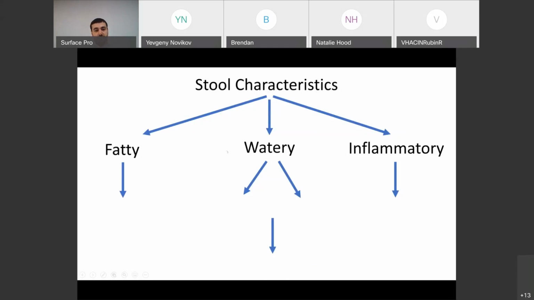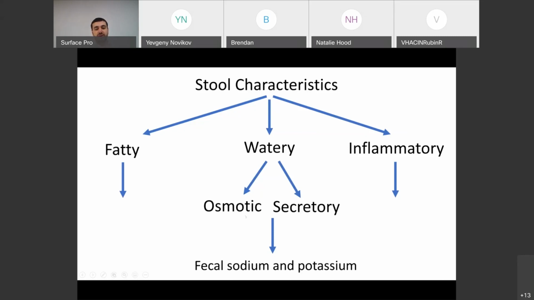So watery stools break down further into two different categories, osmotic and secretory. And when you're trying to differentiate between those two, aside from the historical factors that we talked about, you can also order a fecal sodium potassium, and we'll talk on the next slide about what to do with those. But that can also help you to differentiate between the two.